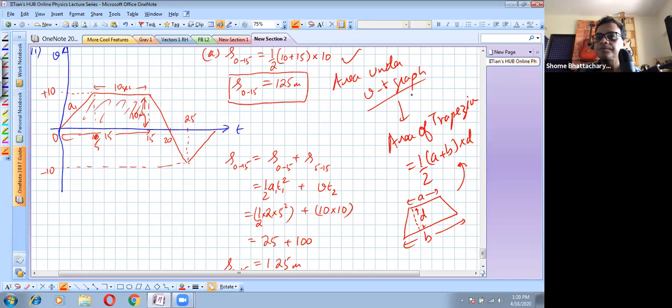Yes, very good. That's correct. Prashant, your answer is correct. Ritika, your answer is correct for C part also. For D part, just check the algebraic sign. Mostly your answer is correct. Just check the algebraic sign.